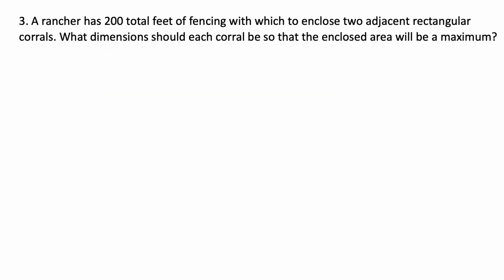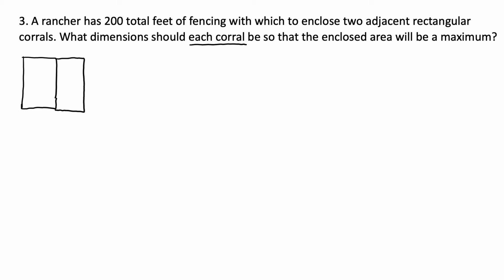Okay, let's move on to a problem that is a little bit different. This one says a rancher has 200 total feet of fencing with which to enclose 2 adjacent rectangular corrals. Okay, I need a picture. We have fencing and we want 2 adjacent rectangles. So let's put a rectangle here. And adjacent would mean right next to it, one more rectangle, and they share that wall. Okay, and we want to know the dimensions of each corral.